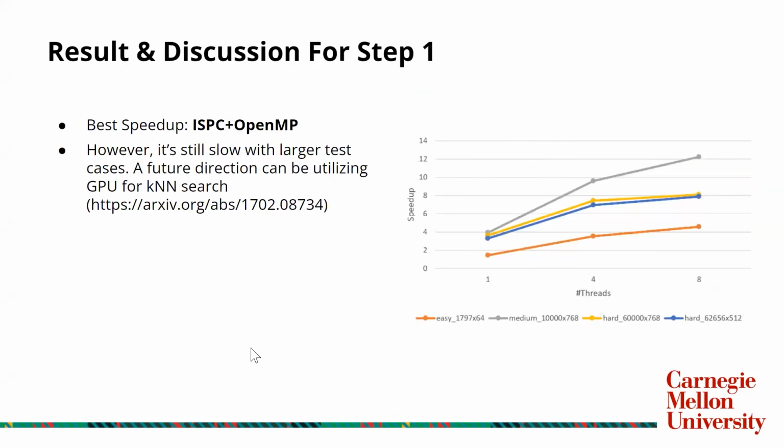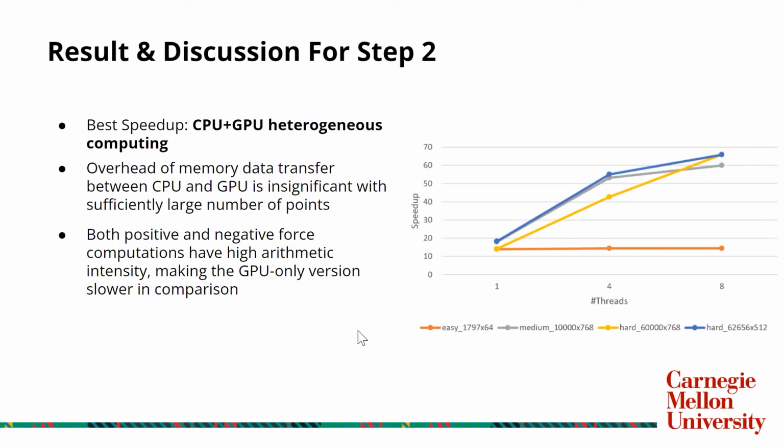For step 1, the best speedup came from ISPC plus OpenMP because we have not used a GPU for this step yet. And of course, as you can see on the previous slide, it's still slow with a larger test case. A future direction can definitely be to utilize GPU for k-NN search, such as the similarity computation on GPU. For step 2, the best speedup came from CPU plus GPU heterogeneous computing.